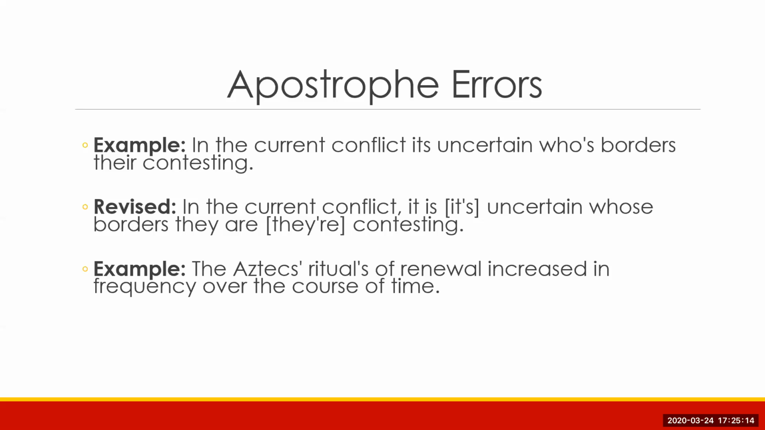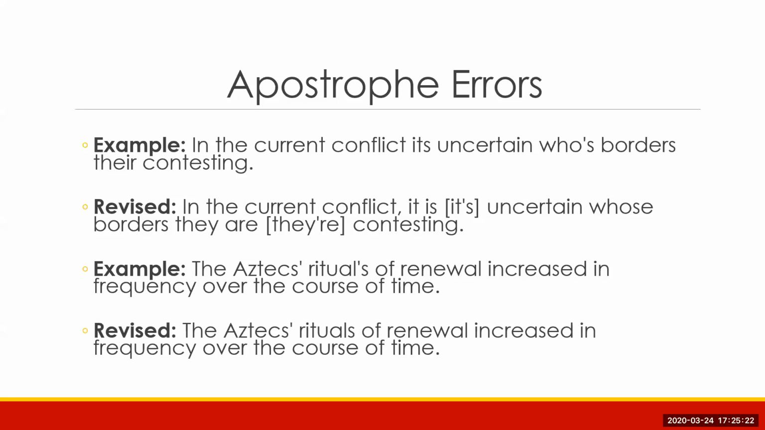Okay, so with this sentence, the correct revised version would be, the Aztecs' rituals of renewal increased in frequency over the course of time. So it reads exactly the same, but there is one error in this sentence that you should have caught. I said there were two, but there's only one. One thing I wanted to point out, though, is that with the Aztecs, the apostrophe is after the S, not before the S, right?